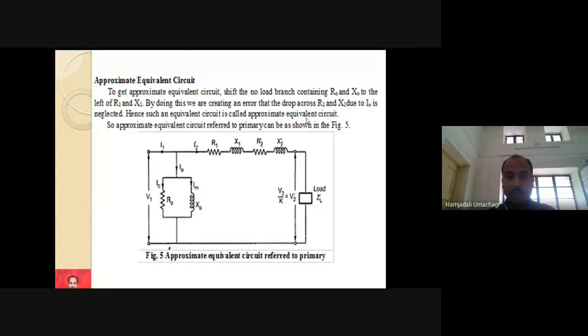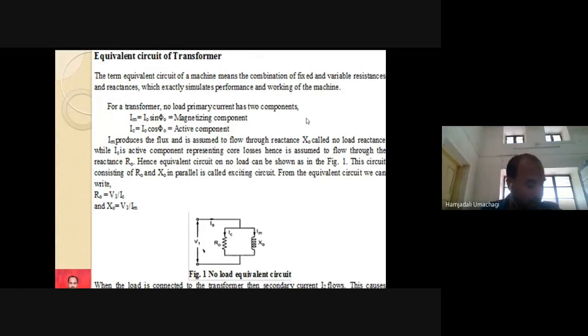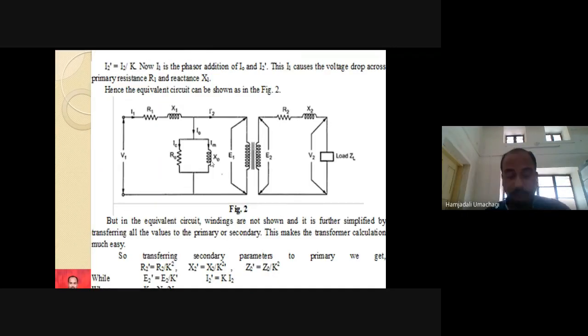If the question is, starting from the fundamentals, draw and explain the equivalent circuit of a transformer, then first you should write the definition, then these values, then you draw this circuit diagram, then straight away you can draw this basic equivalent circuit diagram.